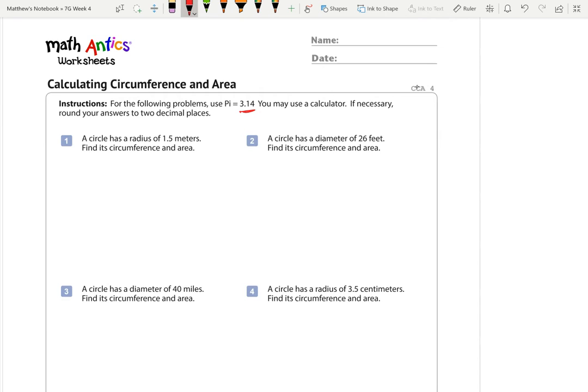You may have noticed that there is actually a pi symbol on some of your calculators. And if necessary, we're going to round our answers to 2 decimal places. All right, so we're not estimating here, we're actually calculating the area and circumference of the following circles.